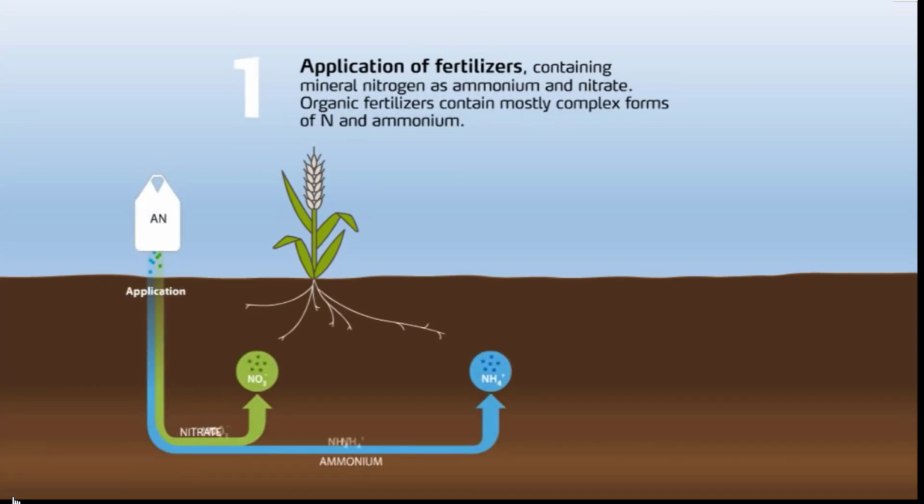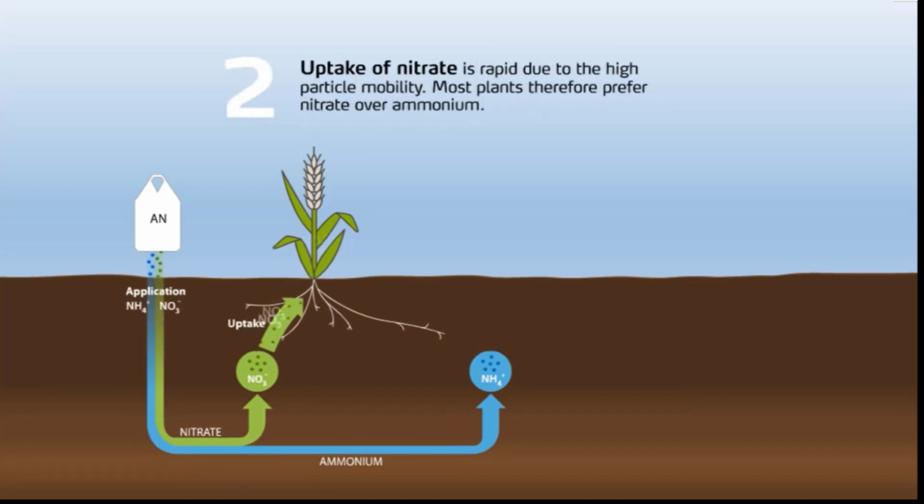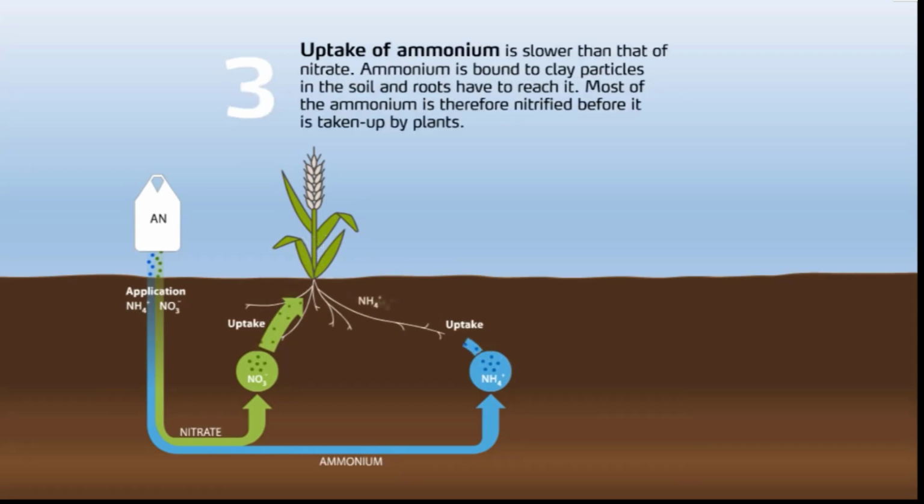Application of fertilizers containing mineral nitrogen as ammonium and nitrate. Organic fertilizers contain mostly complex forms of nitrogen and ammonium. Uptake of nitrate is rapid due to the high particle mobility. Most plants therefore prefer nitrate over ammonium. Uptake of ammonium is slower than that of nitrate. Ammonium is bound to clay particles in the soil, and roots have to reach it. Most of the ammonium is therefore nitrified before it is taken up by plants.